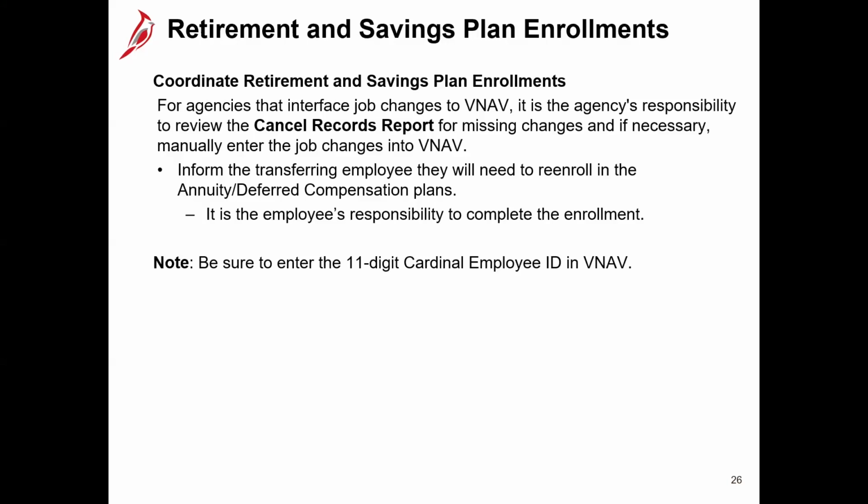They might be only entering 9 digits. They might just be making a typo, but it's very important if you are working the cancel record report and having to manually enter information into VNAV, that you double and triple check that the Cardinal employee ID is correct. Just to add some context, we look at the reports on a daily basis, and just last week we had 17 employees that had the wrong EMPL ID number. So it's very important to double check that.